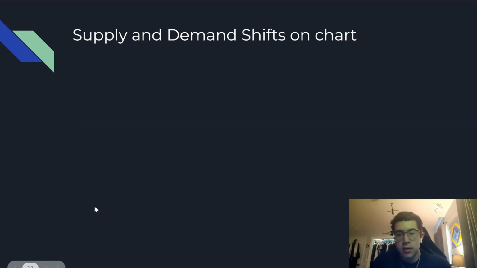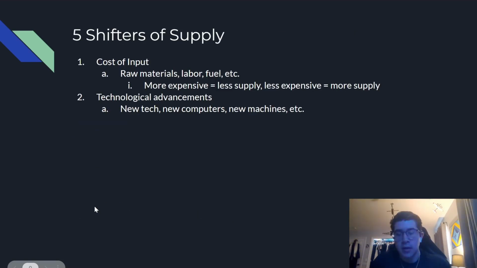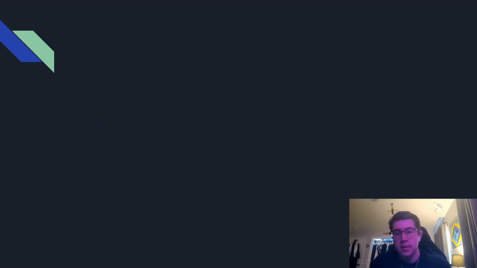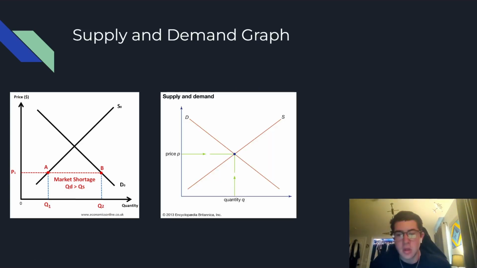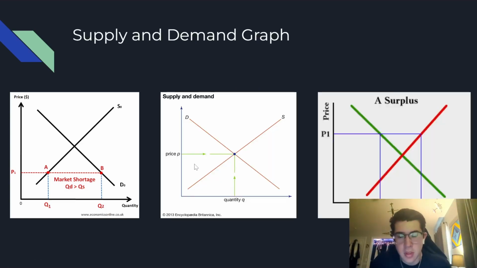Let's go back. I want to show you guys the equilibrium chart. So a change in price is not going to shift the supply curve left or right, and it's not going to shift the demand curve left or right. It's only going to shift the price level.